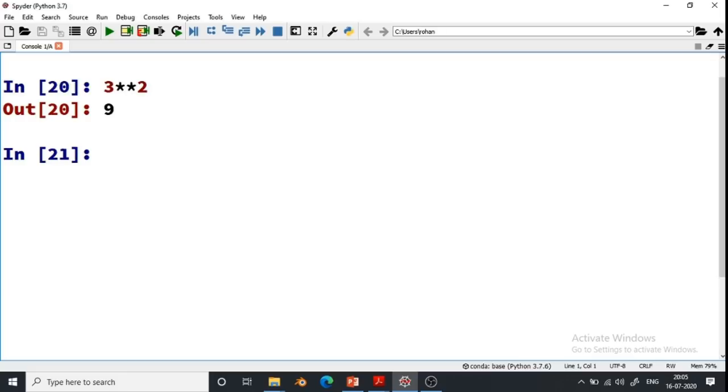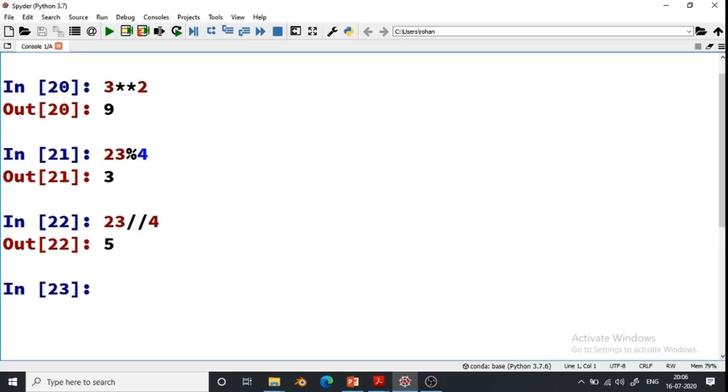We have two more operators called the modulo operator and floor division. Suppose we take 23 percentage, which is the modulo operator, 4, we'll get the remainder when we divide 23 by 4. So when we divide 23 by 4, we get a remainder of 3. The answer of this operation is 3. Suppose we do 23 floor division 4, so we should get the quotient of the operation 23 divided by 4, and we get the answer as 5. So 23 divided by 4, we get quotient 5 and remainder 3.